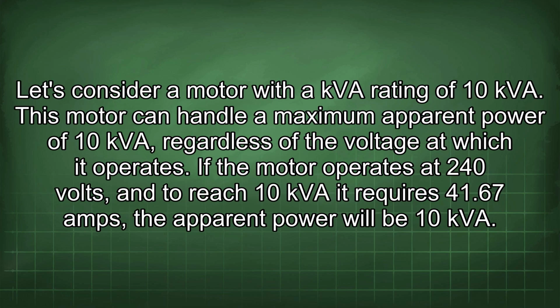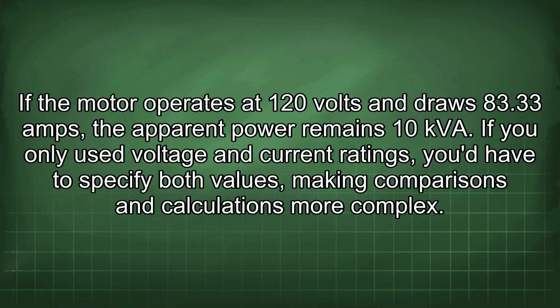Let's consider a motor with a kVA rating of 10 kVA. This motor can handle a maximum apparent power of 10 kVA, regardless of the voltage at which it operates. If the motor operates at 240 volts, and to reach 10 kVA it requires 41.67 amps, the apparent power will be 10 kVA. If the motor operates at 120 volts and draws 83.33 amps, the apparent power remains 10 kVA.